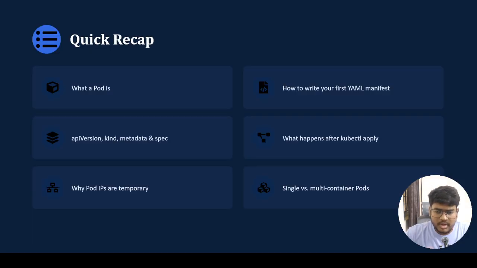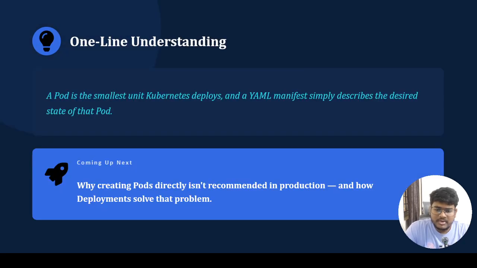Okay, so let's just see the quick recap. What are the things we covered today? So what a pod is, then API version, kind, metadata, spec, these four or five things we saw in the YAML file. Then why pod IPs are temporary. Then we wrote out the first YAML. Then what happens after kubectl apply, single versus multiple container pods. Okay. So one understanding from this video is that a pod is the smallest unit Kubernetes deploys, and the YAML manifest simply describes the desired state of the pod. Okay. So in YAML, that means whatever we want, we write into our YAML, and Kubernetes basically does the same thing.